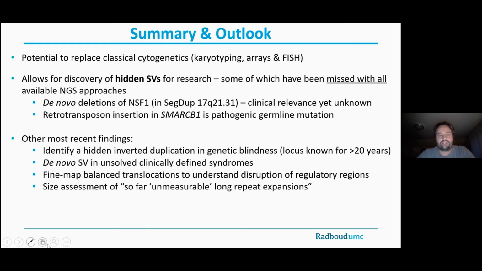We've also started to see the first de novo structural variants in clinically defined syndromes, and we're following up on those. We also managed to fine map balanced translocations to understand the breakpoints in greater detail and understand whether balanced translocations either disrupt genes or disrupt the regulatory regions of important downstream genes. And for some samples, we now have been able to measure long repeat expansions and repeat expansion disorders that so far by classical means were unmeasurable.